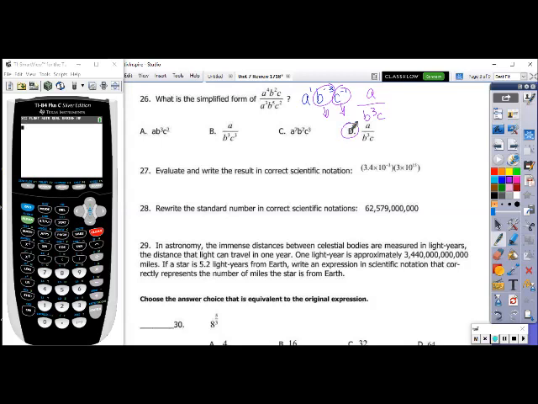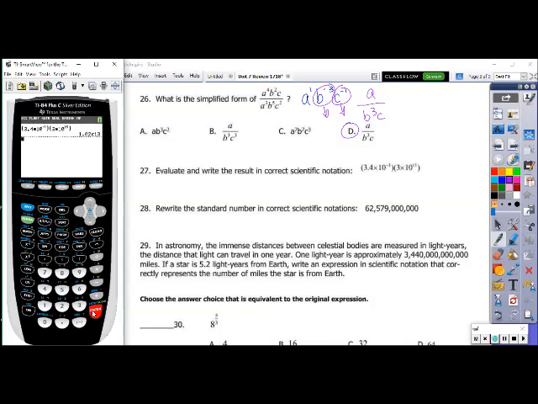For 27, evaluate and write the result in scientific notation. We're just going to do scientific notation in our calculator, exactly the way we see it. The most important thing is after you put in that negative 3, you arrow to the right so that you get out of that exponent. Then you close your parentheses, and then you can start with the second one. 3 times 10, caret 15, arrow to the right, close your parentheses.